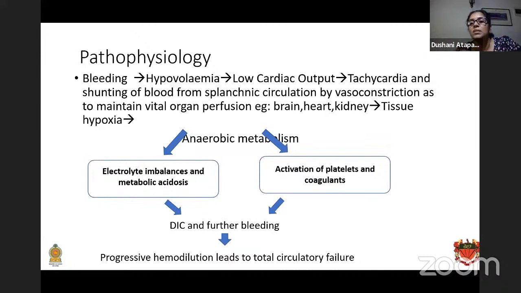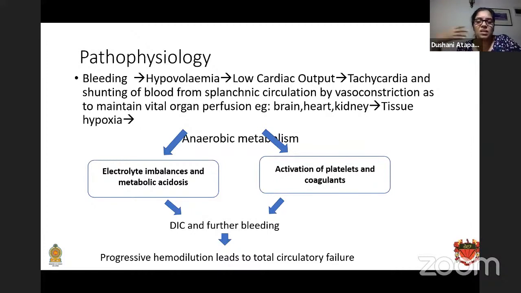There'll be more, whatever the blood is remaining, the body is trying to push the blood into those vital organs by vasoconstricting other splanchnic circulation. So later, when it goes on like this, ultimately the patient will go into tissue hypoxia, and when anaerobic metabolism takes place, then there'll be electrolyte imbalances and metabolic acidosis, and on the other hand there'll be activation of the platelets and coagulants, so ultimately causing disseminated intravascular coagulation with further bleeding.